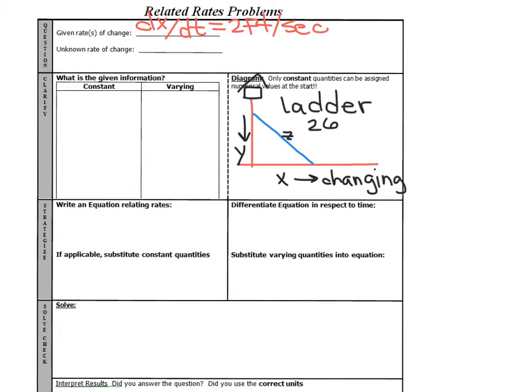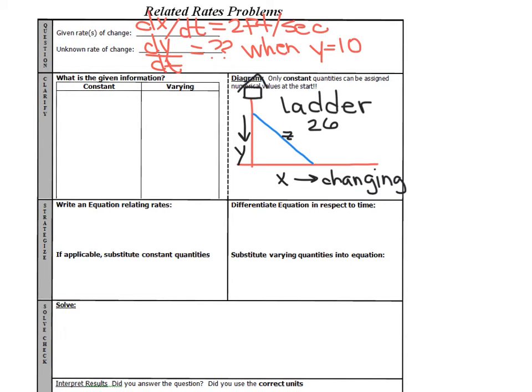Now, what is your unknown rate of change? Well, we want to know how quickly that ladder's falling. So that's going to be dy/dt, and that is our unknown. And we want to know what that rate of change is when y equals 10. So these are a couple of the facts given. Now notice I've drawn a diagram. You'll need to draw a diagram for nearly all of these, and you label the diagram with the important parts.